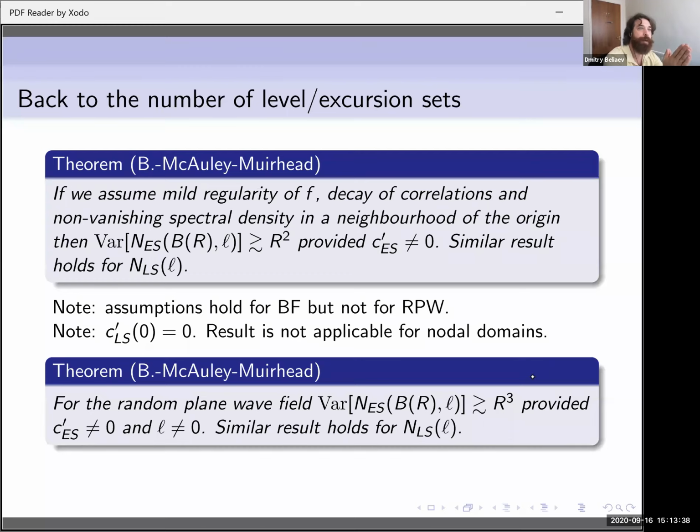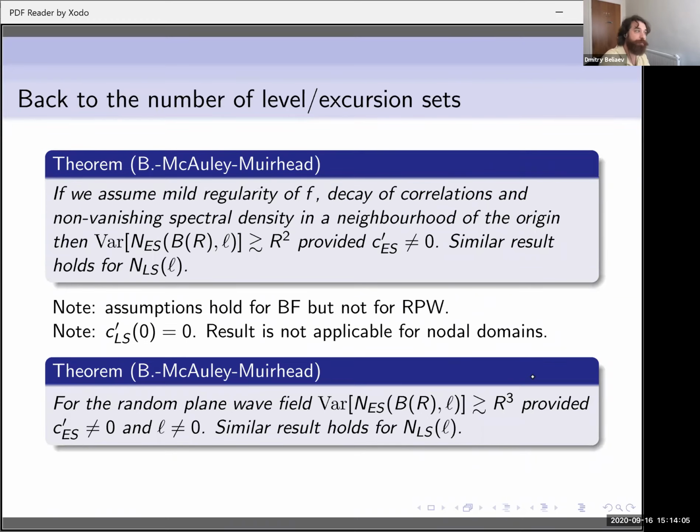It can be applicable, well, it might be applicable to nodal domains, but never to nodal lines. And finally, let me mention random plane waves, which are another important example. As I mentioned, our first result is not applicable. And it turns out that random plane waves behave differently.